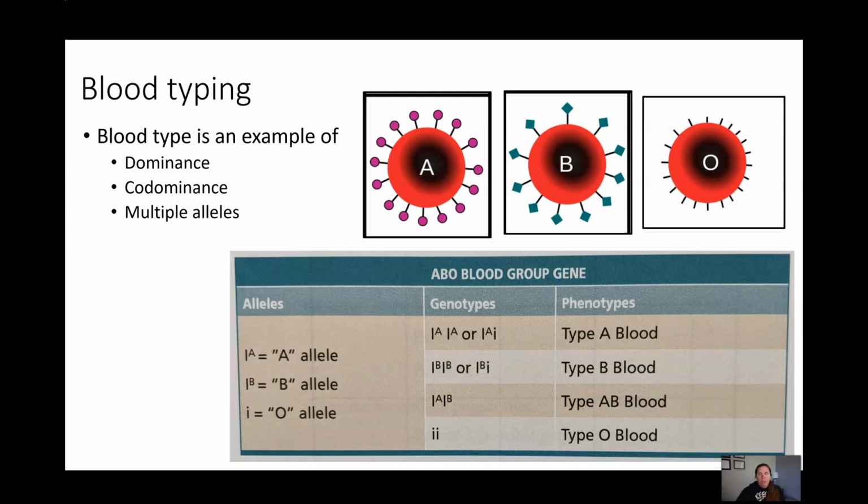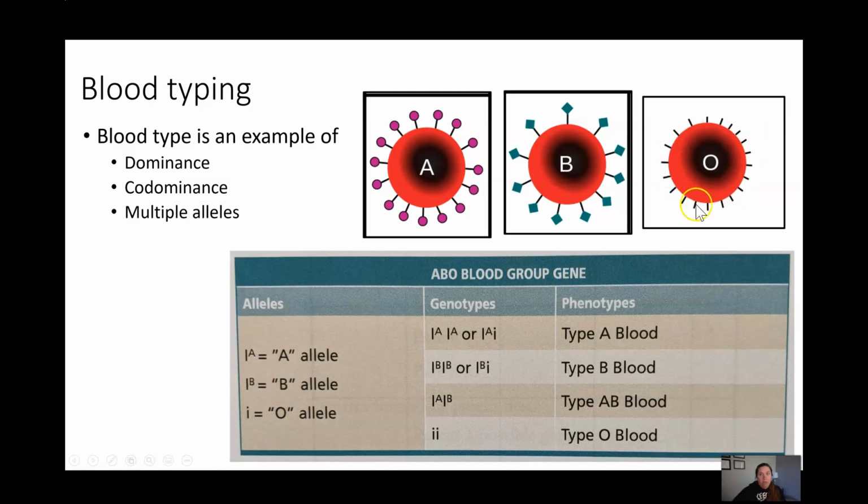So what is that immune reaction based on? Well, your body recognizes very specific markers on the outside of your red blood cells. And so the allele IA codes for a marker on the outside of your red blood cells that looks, let's just say, like this. And then if you have the IB allele, it's going to code for a marker that looks like this. And then finally, the lowercase i leads to actually nothing.